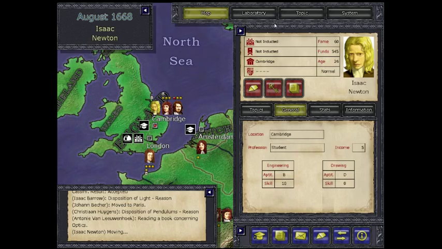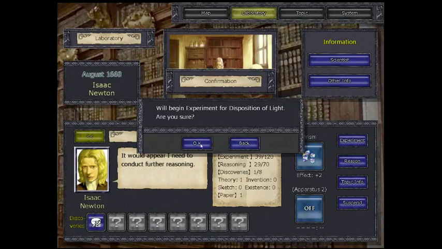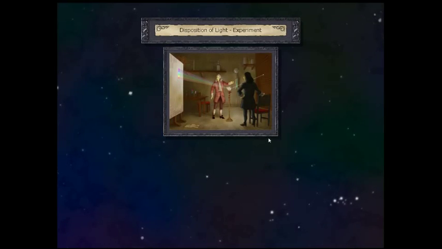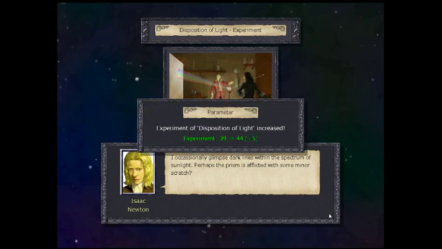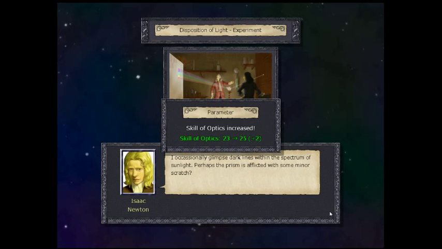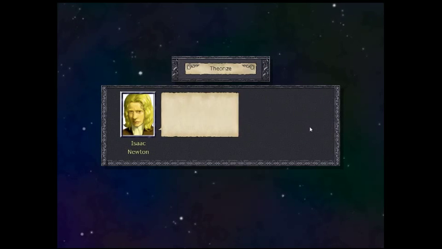So let's go back to the laboratory. We've attended a lecture, we've read a book. Let's do another experiment. Occasionally a glimpse of dark lines within the spectrum of light. Perhaps the prism is afflicted by some mirror scratch. Skills and experiment. Hold on a second. We have a discovery or a theory.